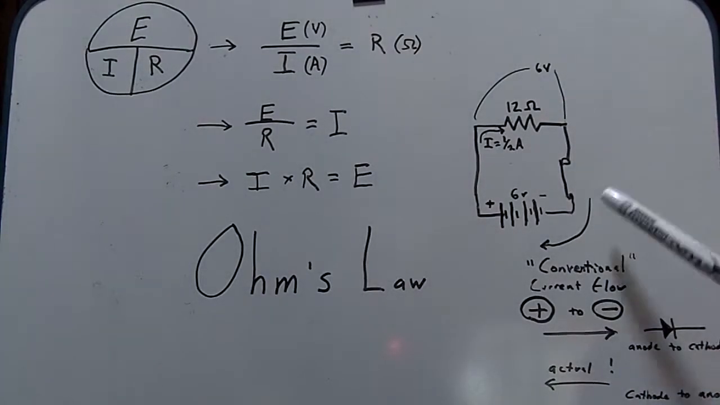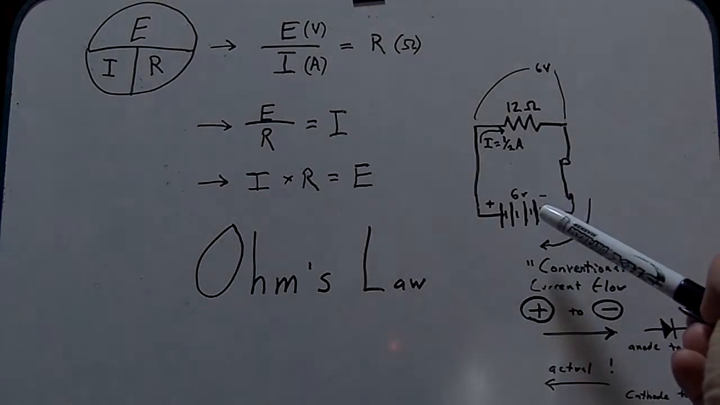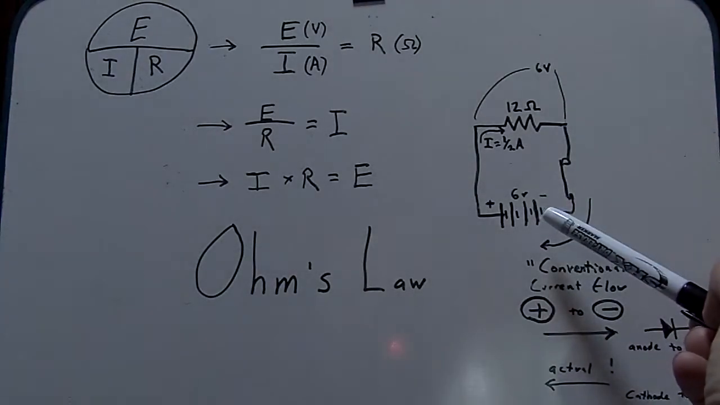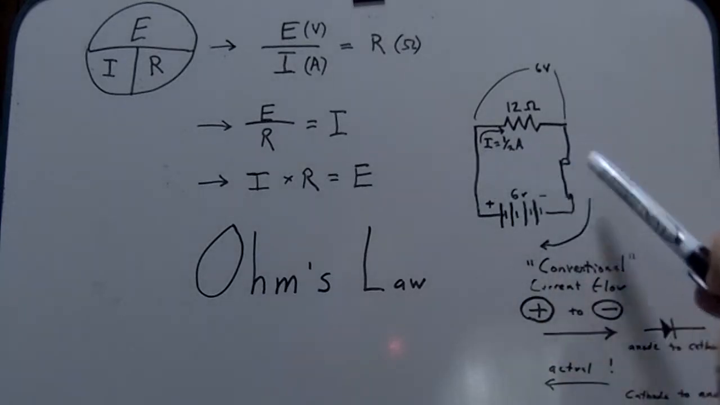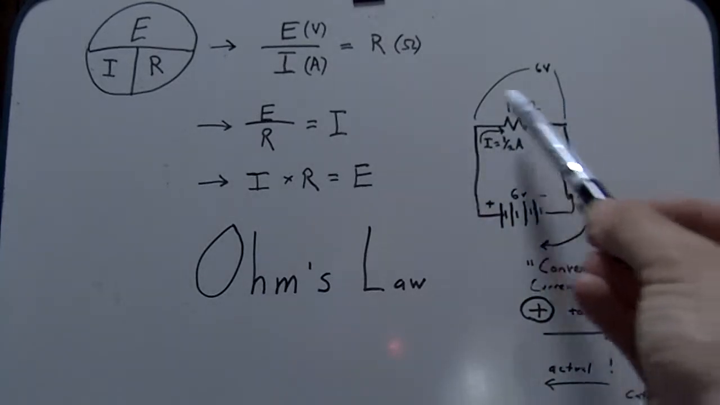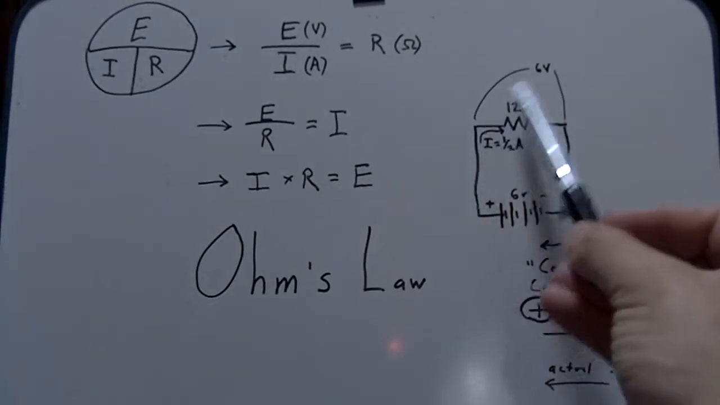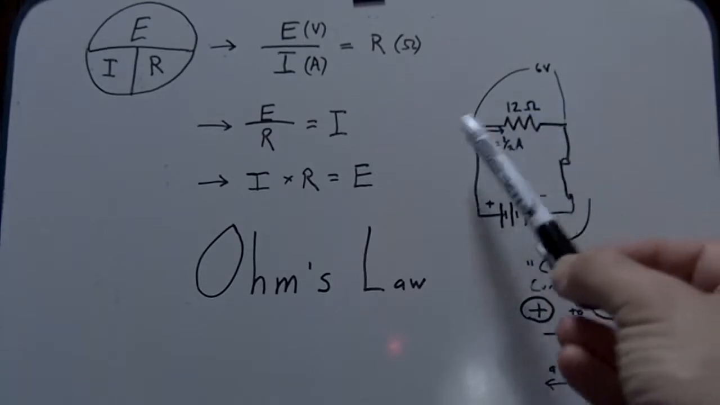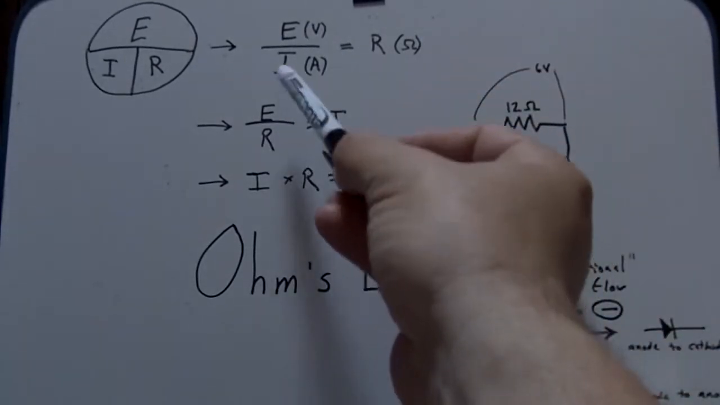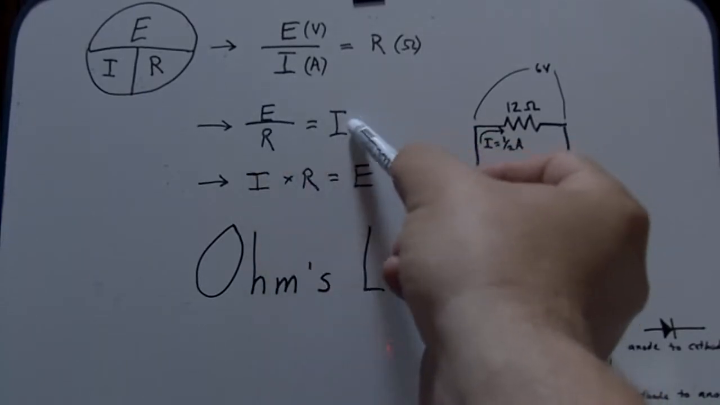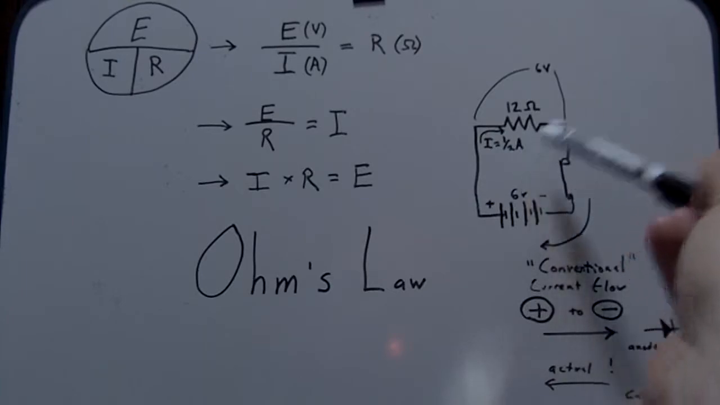So in this example, I've got a 6 volt power source, and because the switch is closed, it's going to mirror itself across this 12 ohm load resistor, so there would be 6 volts across the 12 ohm load. 12 down here, 6 up here, churns out 1/2. So my current flow is 1/2 amp.